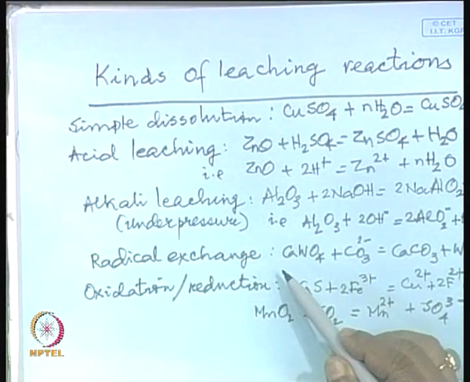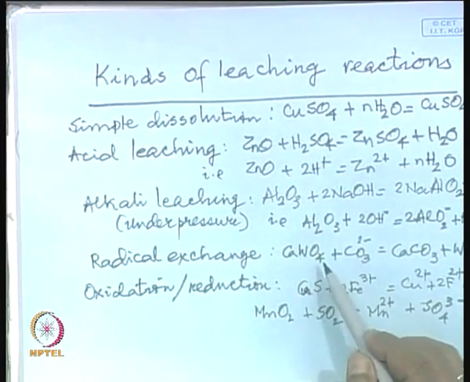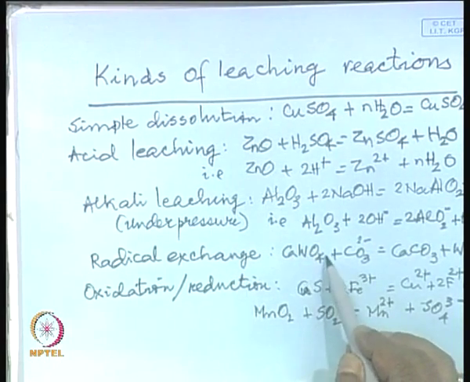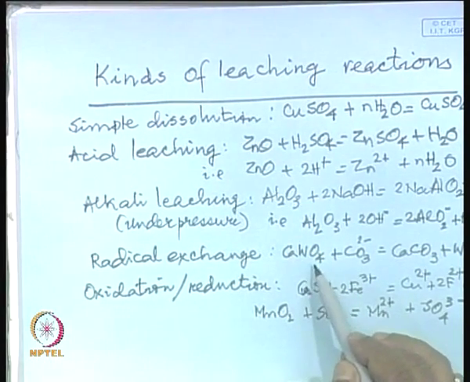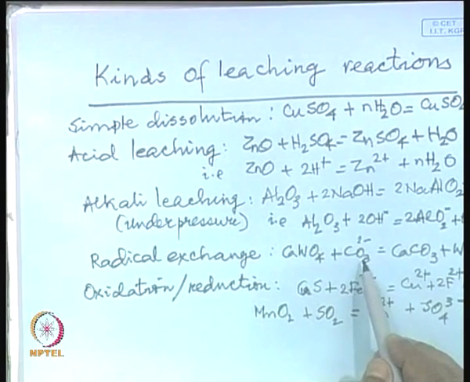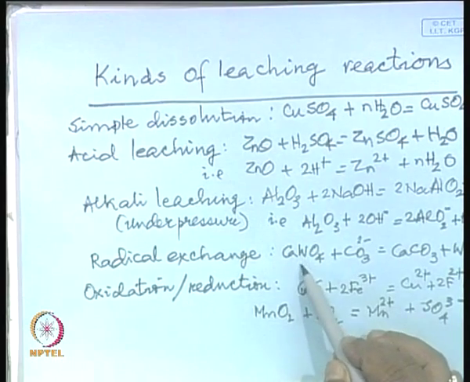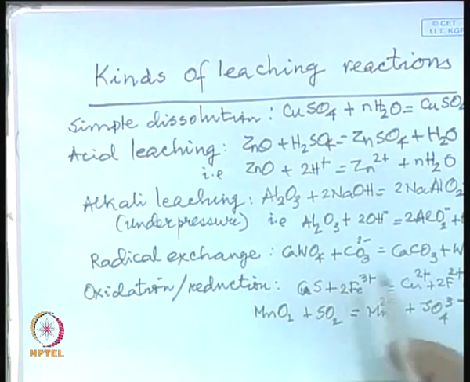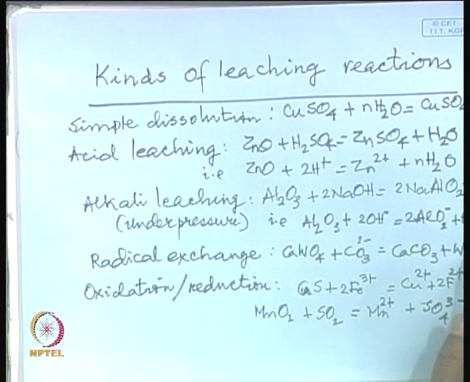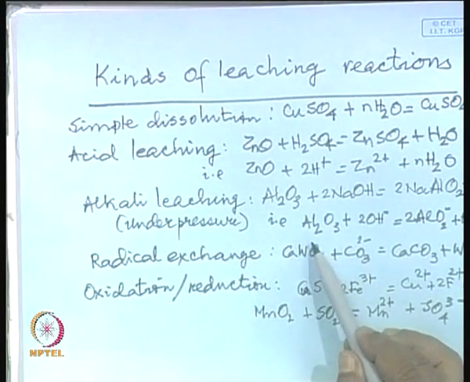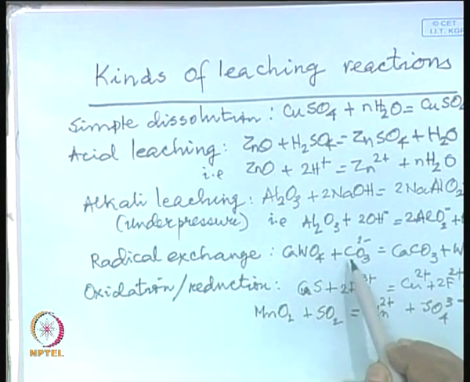There can be radical exchange, which means you have a solid CaWO4 leached with a carbonate. The carbonate enters where WO4 was, and WO4 comes out to give WO4 2- ions. So, you have replaced WO4 by CO3, forming CaCO3, and this is called a radical exchange.